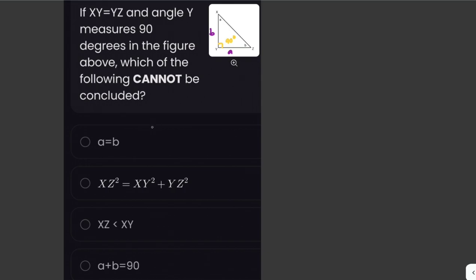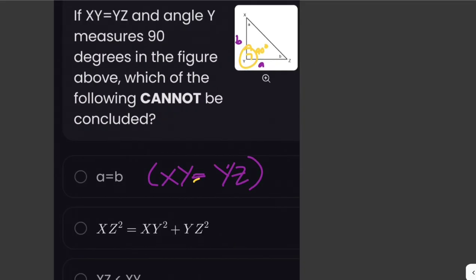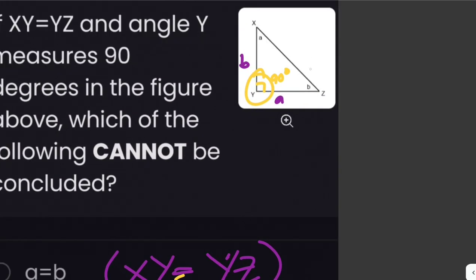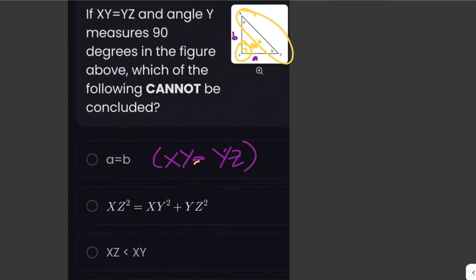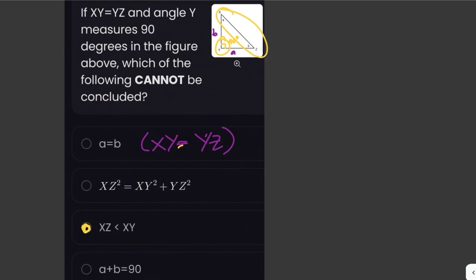All right, let's take a look at the first option first. A equals B, or XY equals YZ. So if XY equals YZ and angle Y here is 90 degrees, then the triangle XYZ is a right isosceles triangle, which means that two sides of the triangle are congruent and that angle Y is a right angle. Therefore, we can conclude that A equals B, and A plus B equals 90 degrees. However, we cannot conclude that XZ, the hypotenuse, is less than XY. So the answer here is XZ less than XY.